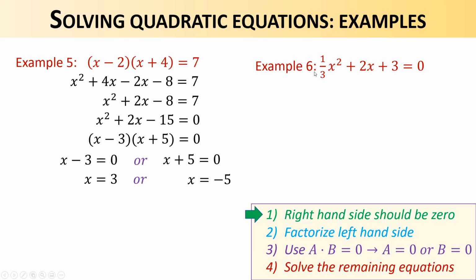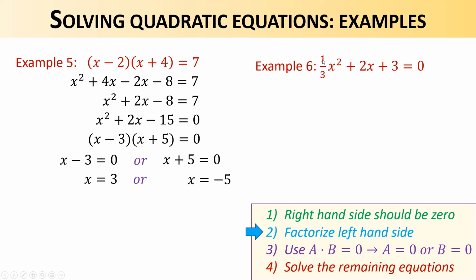Last example, example 6. 1 over 3 x squared plus 2x plus 3 is 0. The right-hand side is already 0, so we can start factorizing the left-hand side. We are going to use the sum product method, but in order for that, the first term has to be x squared. So we want to multiply this term by 3 in order to get rid of the fraction here. And we can do that if we multiply all of these terms by 3. Then we have multiplied the entire left-hand side by 3. And we are allowed to do that if we also multiply the right-hand side by 3, which is easy because 0 times 3 is just 0.